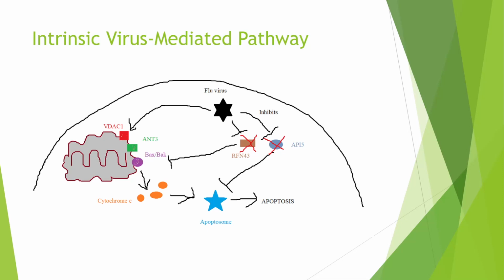Here, the intrinsic pathway is shown. The virus activates VDAC1, ANT3, and the Bax-Bak complex to induce an outflux of cytochrome C into the cytoplasm. However, the cell has mechanisms in place which serve to stop this process from continuing, like the apoptotic inhibiting protein API5 and the Bax-Bak inhibiting protein RNF43. Both of these are inhibited by the flu virus upon entrance into the cell. As a result, apoptosome remains uninhibited and the cell dies.